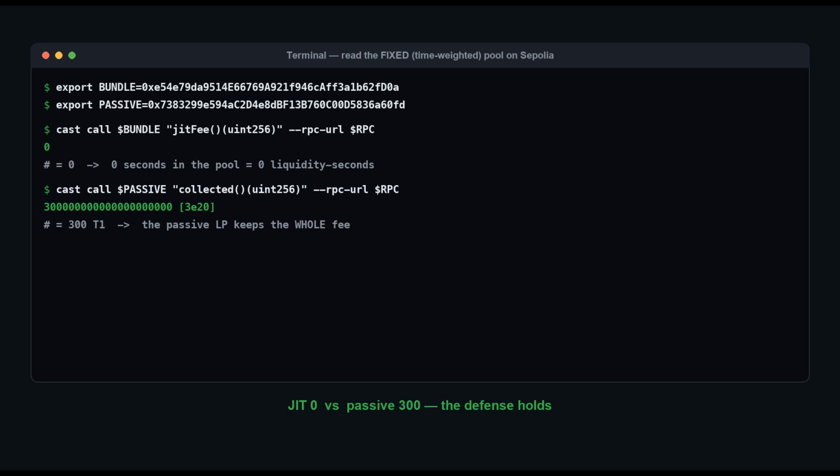And in the terminal, the result read straight off the chain. The JIT searcher's fee is 0, not a sliver, not a rounding error. 0 because its position existed for 0 seconds, so it earned 0 liquidity seconds and 0 fee. And the passive provider, who really stood in the pool, keeps the whole 300. Same searcher, same move, and time waiting shuts it down completely. Reward liquidity that's genuinely provided over time, or hide the swap with private order flow, and the JIT play simply stops paying.